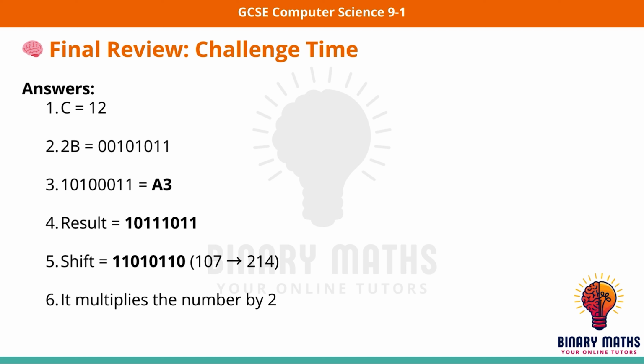And here's the breakdown. C equals 12, 2B equals 0010 1011. Then question 3, question 4.